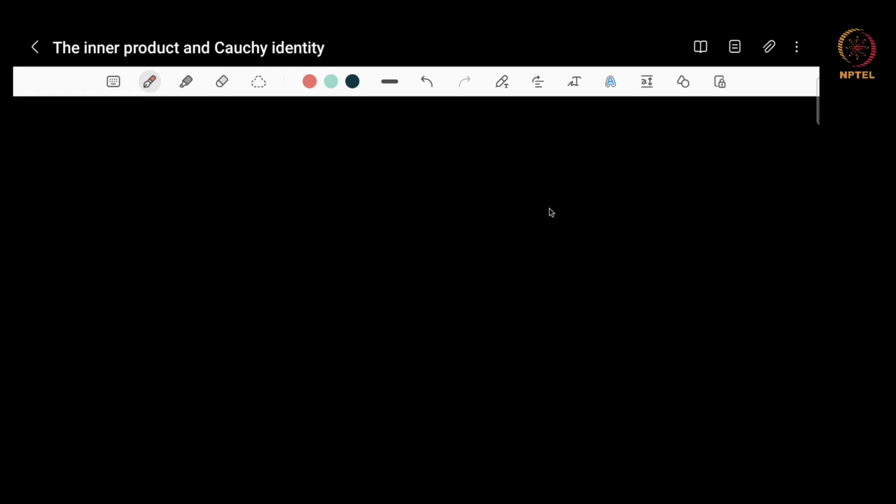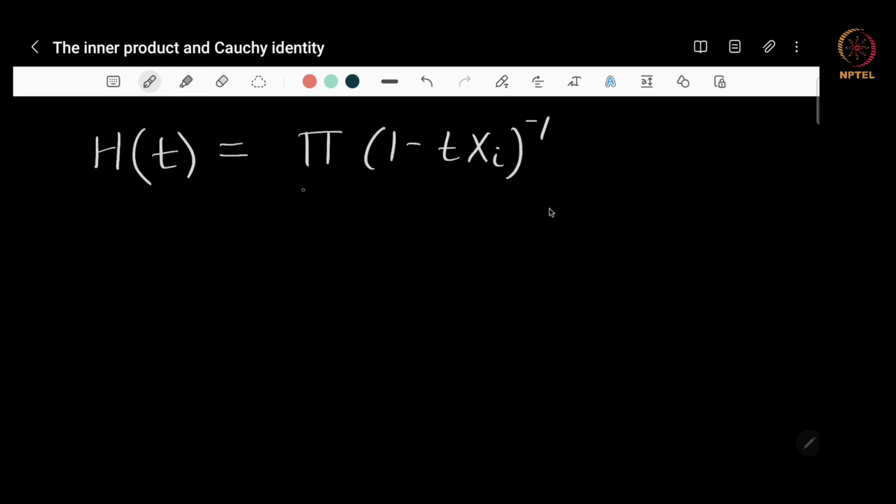Let's talk about the inner product on the space of symmetric functions. And before this, we'll talk about a very interesting identity called the Cauchy identity. Now this is actually something that we have seen already before in various contexts, but let's put them all together. So recall the H(t) that we talked about. This is the generating series for the complete symmetric functions.